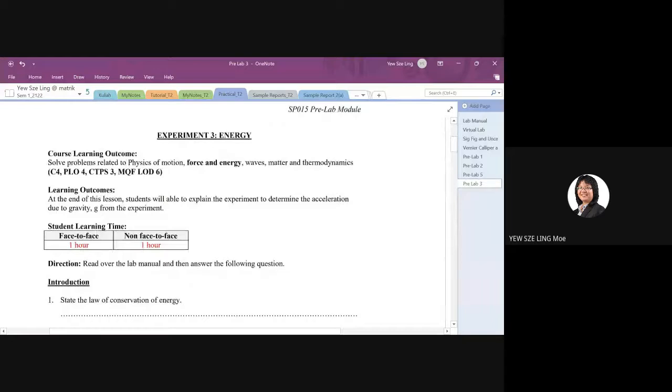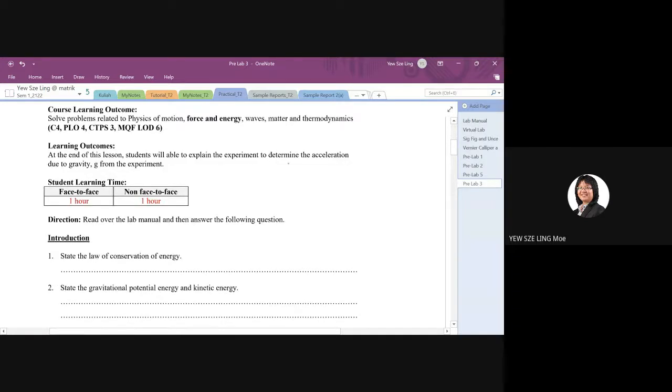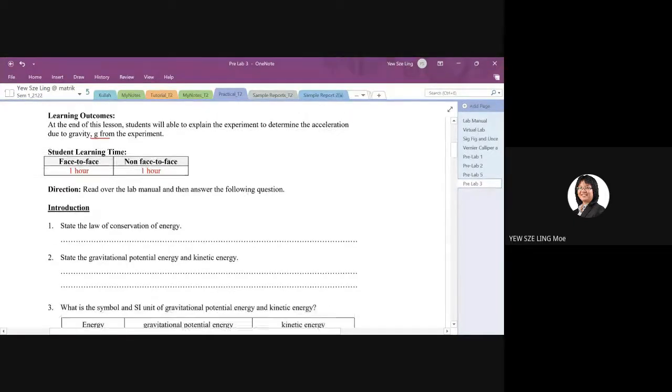Okay, so a course learning outcome: solve problems related to physics of motions, force and energy, wave and thermodynamics. That is for SEM 1. So the learning outcome: at the end of this lesson, students will be able to explain the experiments to determine the acceleration due to gravity G from the experiment. So again, it is an experiment for you to determine the acceleration due to gravity G.